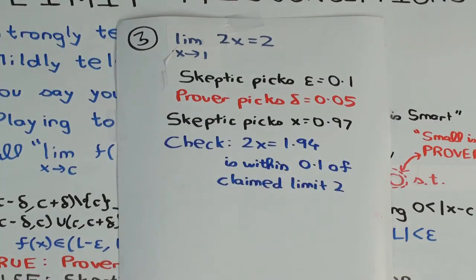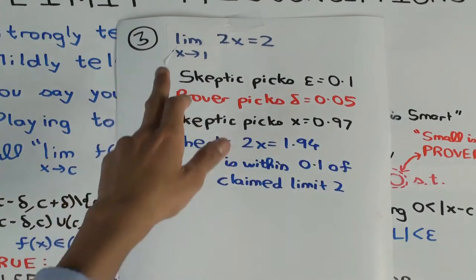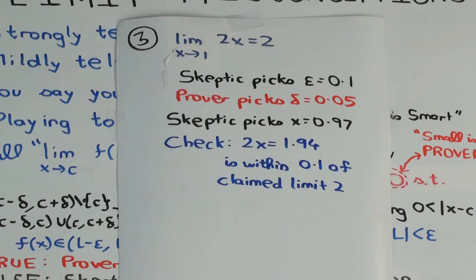So, who won the game? If the thing is within the interval, then who wins? The prover. The prover wins, right? So, the prover won the game. So, therefore, this limit statement is true, right? So what's wrong with this as a proof that the limit statement is true? How is this not a proof that the limit statement is true?